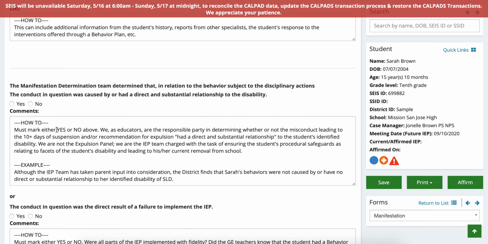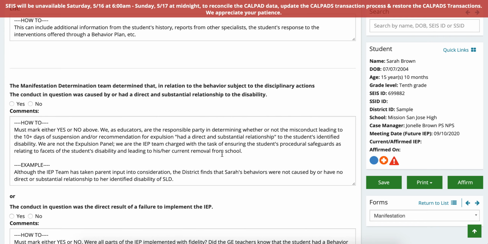So we are not the expulsion panel, okay? We are the IEP team charged with the task of ensuring that the student's procedural safeguards as relating to the facets of their disability and leading to his or her current removal from school. So we really need to come to a consensus on this of, do we feel that the reason that they were suspended has a direct or substantial relationship to their disability?